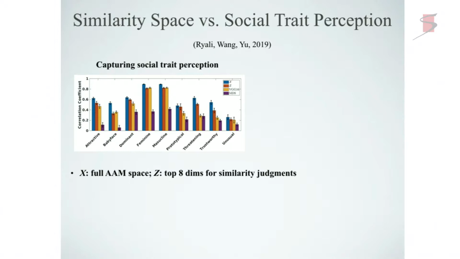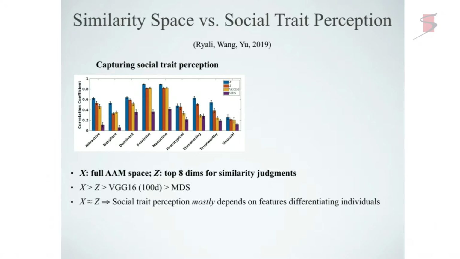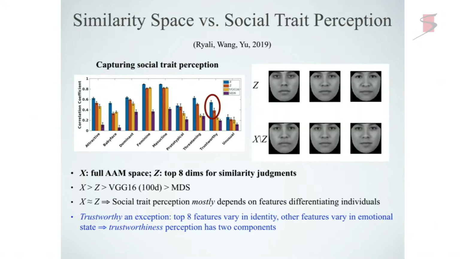And then we try to train the best linear model possible to predict human perception of different social traits like attractive, baby face, dominant, and so on and so forth. And then what we see is actually, obviously X does the best. It's the full AAM. But Z does almost as well, and it's better than deep neural net as well as MDS. And the fact they're almost the same level of performance implies that social trait perception mostly depends on features differentiating individuals in terms of judging how similar faces are.